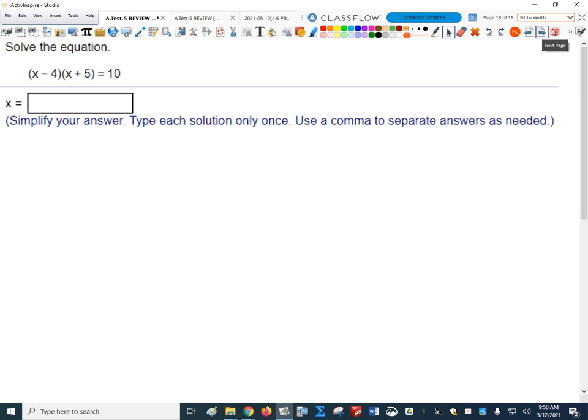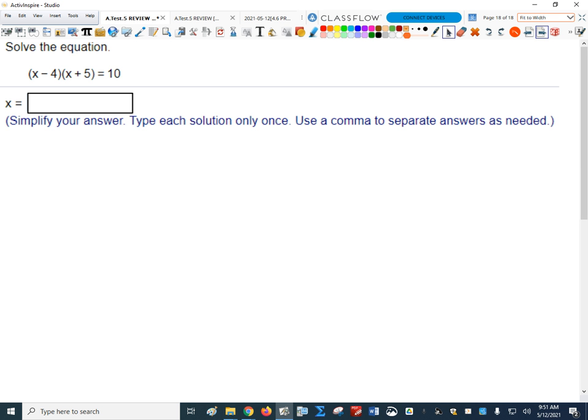Okay, how about that one? This is a good problem. Now, what people want to do here sometimes, which is incorrect, is they want to say x minus 4 equals 10 or x plus 5 equals 10. But there is no 10 product property, right? There are an infinite number of ways you could multiply two numbers and get 10, right? But there's only one way to multiply two numbers and get 0. You have to multiply by 0. So we can't do something like that.